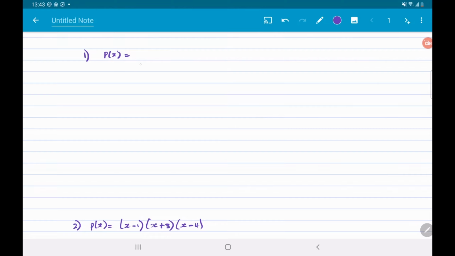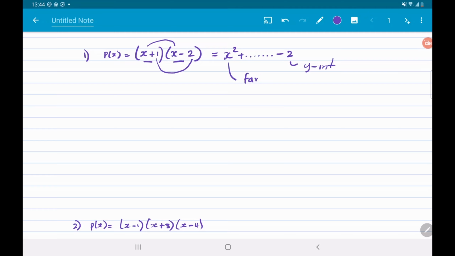Here's some more extra practice for graphing polynomials. Here's our first question: x plus 1 times x minus 2. Two factors, and we can see this is a quadratic. So if you were going to expand this quadratic, the first term would be x squared, and then some terms, and then the last term would be minus 2. Remember, this is the y-intercept, and this will give you the family of the graph. So we're in the x squared family, which means the graph should go in this direction here.